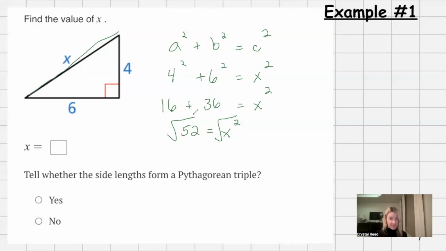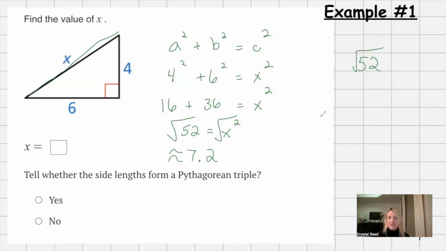Square root of 52, hit that square root button on your calculator. It's approximately 7.2. If we want the reduced radical form of this, just a reminder, and maybe it's been a while, we're going to reduce that square root of 52. We're going to find that perfect square that divides evenly into 52. So let's see if we can find that.